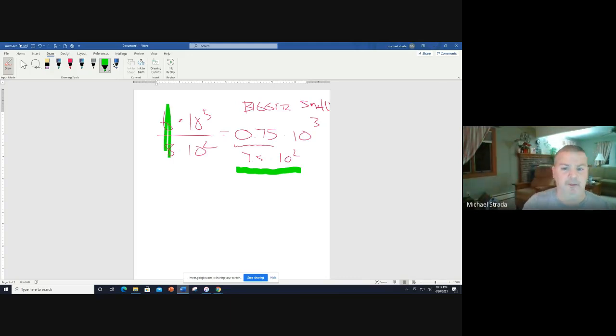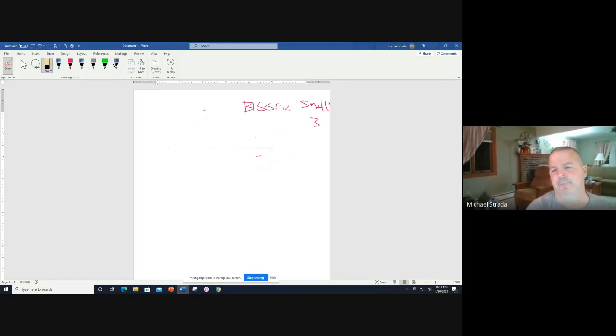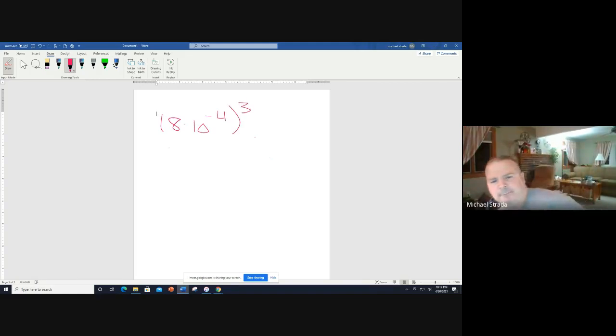Now, it works the other way as well. For example, let's say we were using the power law. So 8 times 10 to the negative 4, cubed. We have to raise both parts to the power of 3, which means we're going to raise 8 to the third. 8 to the third is 512, times 10 to the negative 12.